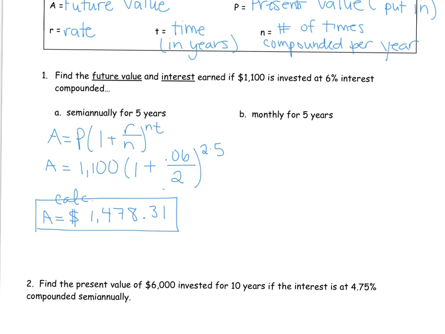Now, we answered the future value, but we do have to figure out the interest. Interest is quite easy. I've put in $1,100, and I'm walking away 5 years later with $1,478.31. Everything past that $1,100 is interest. It's what the bank has given me for holding on to my money. So our interest will be that $1,478.31 minus what we actually put in. Therefore, we are stepping out 5 years later with $378.31.